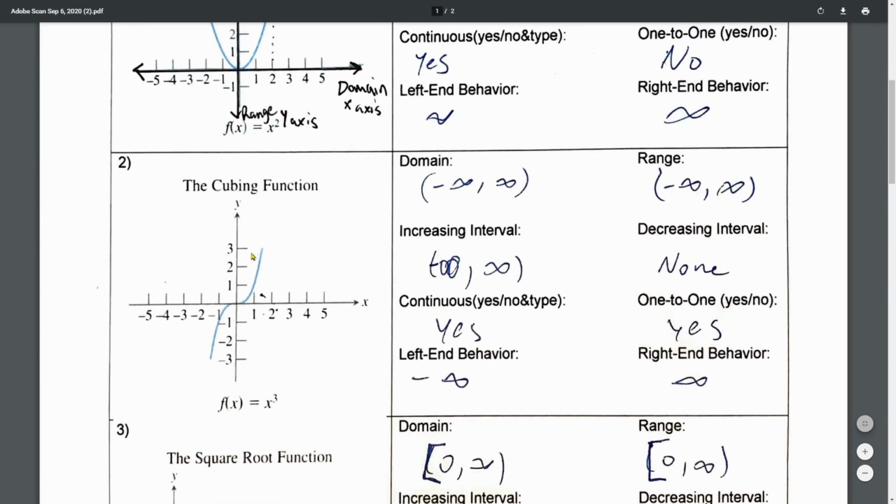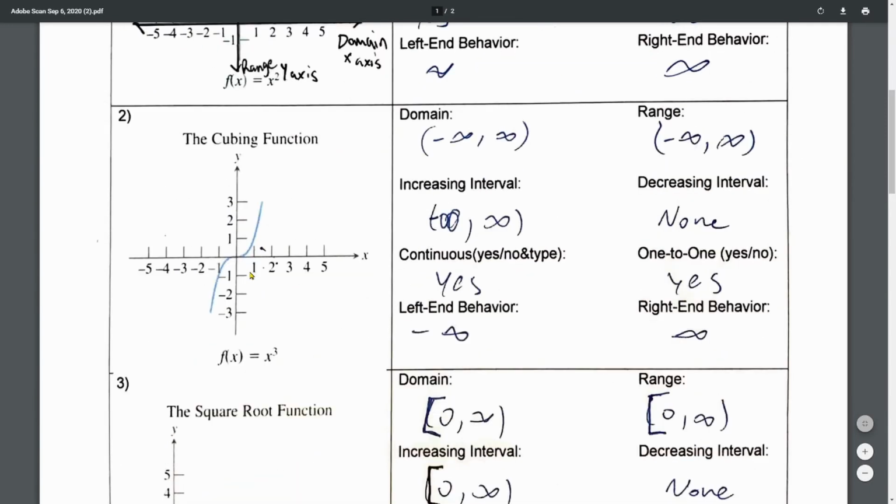Next is the cubic function. This is x to the third power. Again, your x values are from negative infinity to positive infinity. The range, your y values, is negative infinity to positive infinity. Increasing: this graph actually increases all the time, going from negative infinity to positive infinity. It's always getting bigger. Decreasing, it's never getting smaller, so there's no decreasing interval.